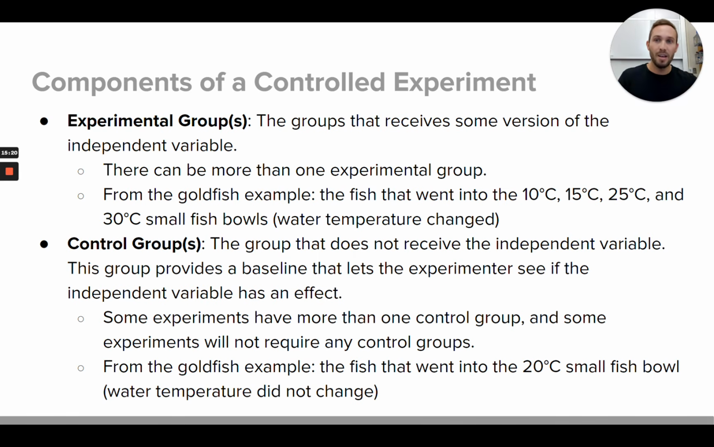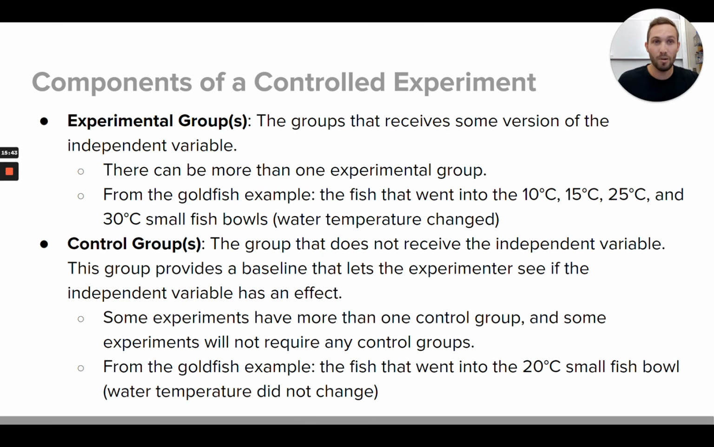That's an experimental group. So from the fishbowl example, or the goldfish example, the 10-degree water, the 15-degree water, the 25-degree water, and the 30-degree water, those small fish bowls and the fish that were placed in them, those are my experimental groups. So I actually had four experimental groups where I was manipulating the independent variable, the water temperature.